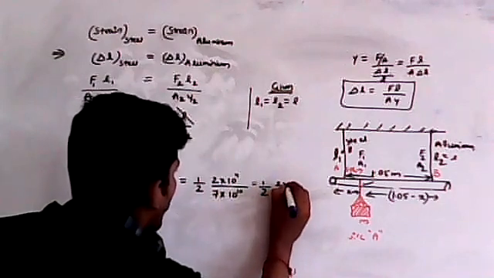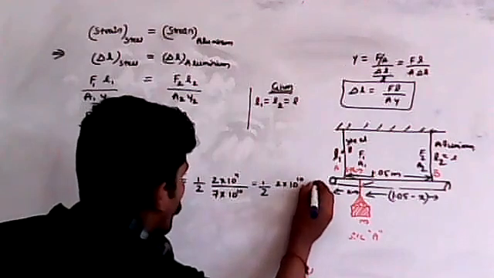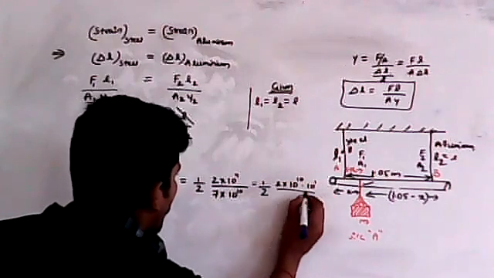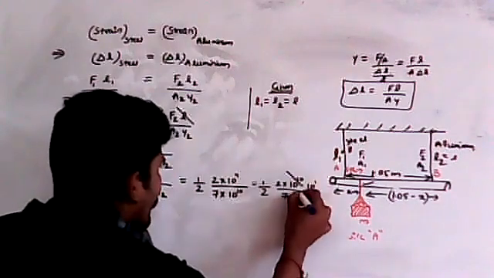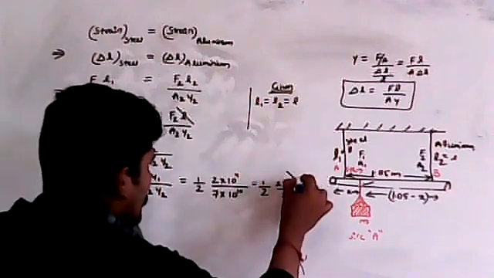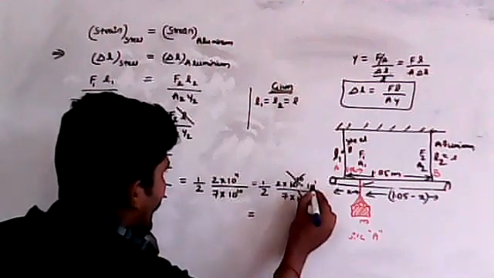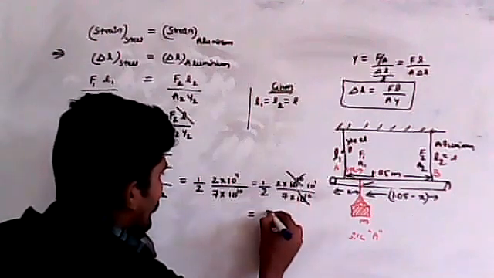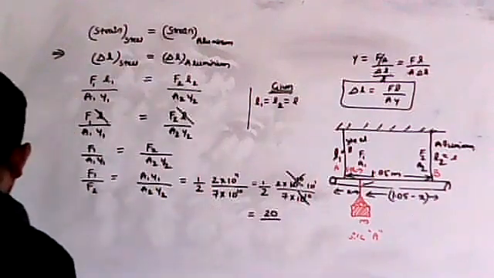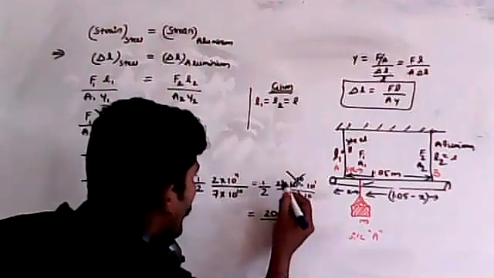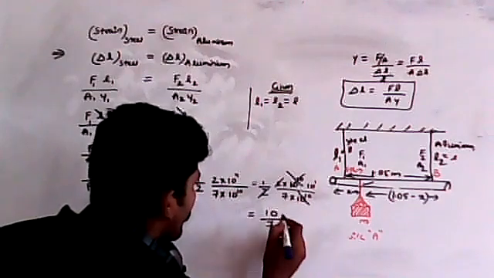Half 2 into 10 raised to 1, that will give you 10 raised to 11 divided by 7 into 10 raised to 10. So this 10 raised to 10 cancels. What remains here? 10 into 2, that is nothing but 20 by, what is this? Just write down. You can cancel 2 also, yeah. So directly let me write 10 by 7.